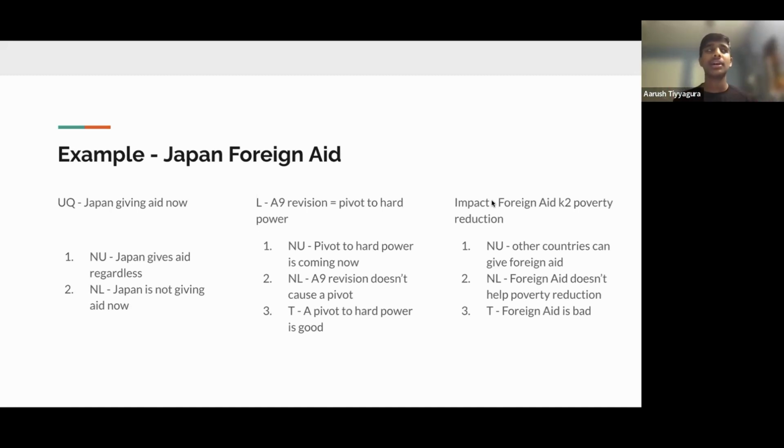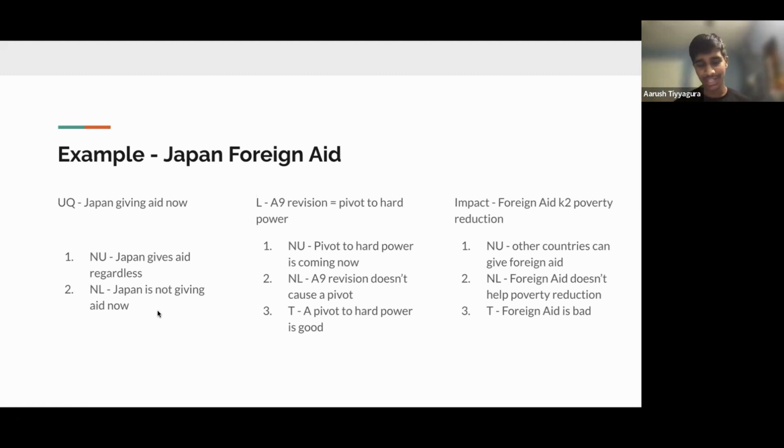Or, you should also read it the other way, which is where it says Japan is not giving aid now. One thing that confuses people here is that this combo kind of sounds like it contradicts itself, right? Japan will keep giving aid no matter what. Japan is not giving aid now. But the point is that it puts your opponents in a sort of double bind, right?